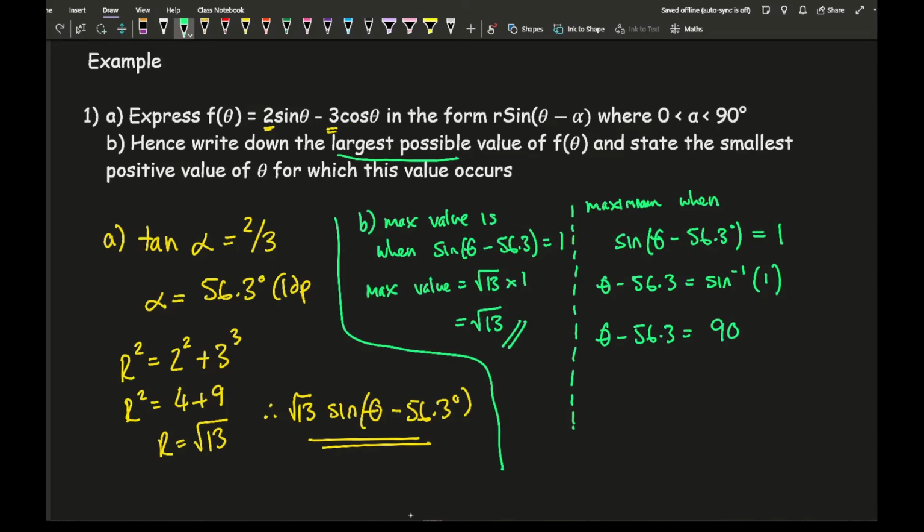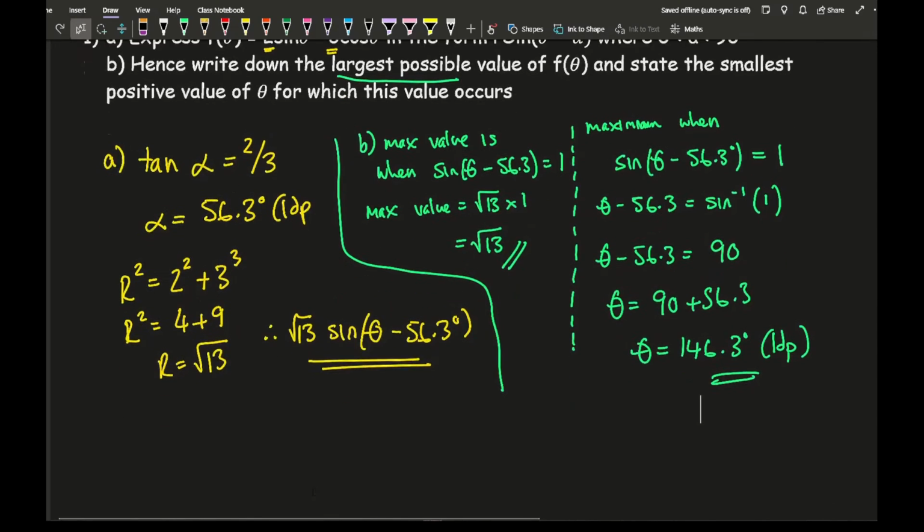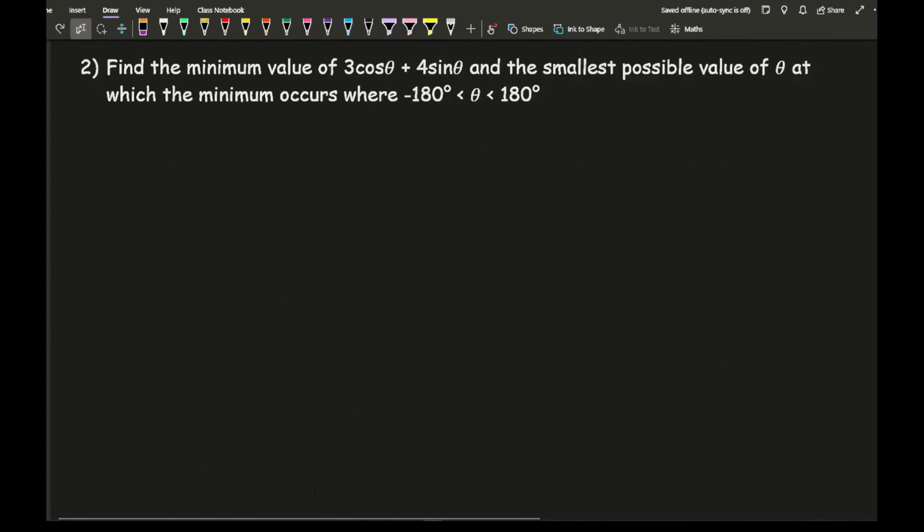And then here, all we then need to do is find out what theta is. So it's going to be 90 plus 56.3. So theta equals 146.3 degrees to 1 decimal place. And there are my two answers for part B. So now let's have a look at our second question.